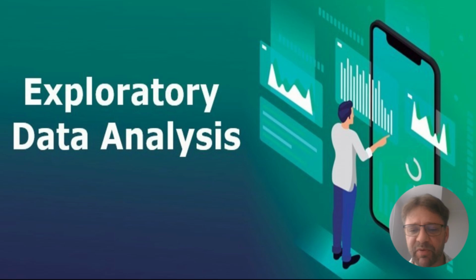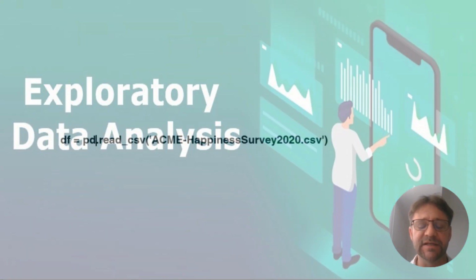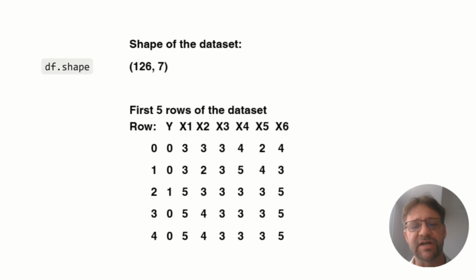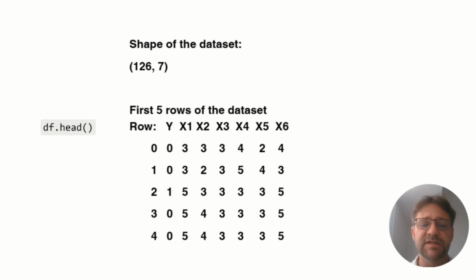So after learning about the problem we're trying to solve, we can now take a closer look at the data in the database. And to do this, I loaded the pandas library and used the shape command, which tells me that there's 126 rows and 7 columns in the database. Use the head command to look at the first 5 rows. Y is our target variable, which is binary, zeros or ones. X1 through X5 are ordinal values 1 through 5 corresponding to the ratings of the survey questions.